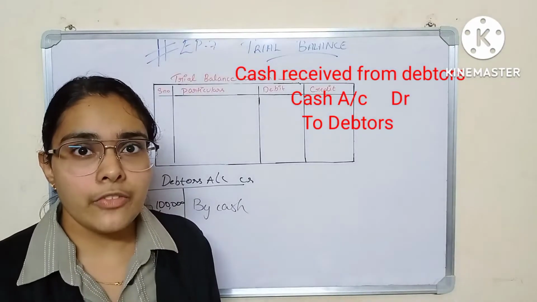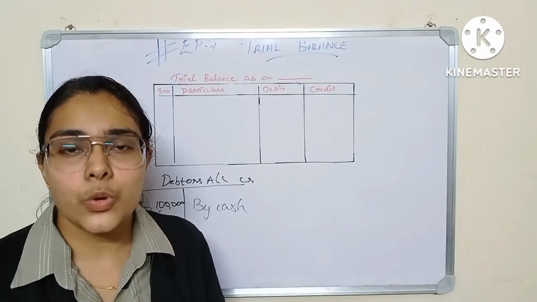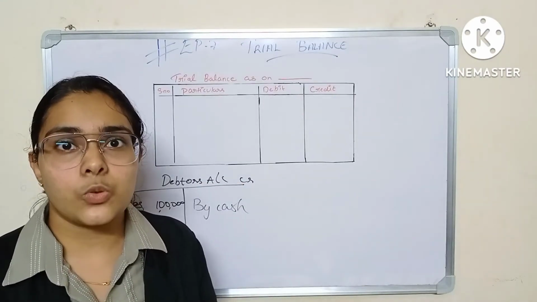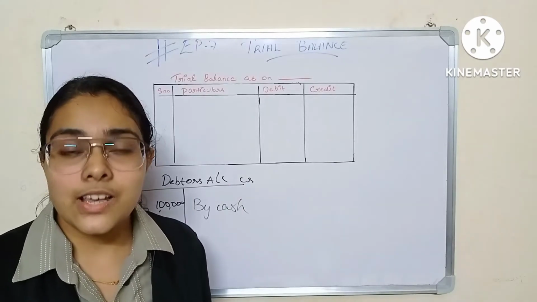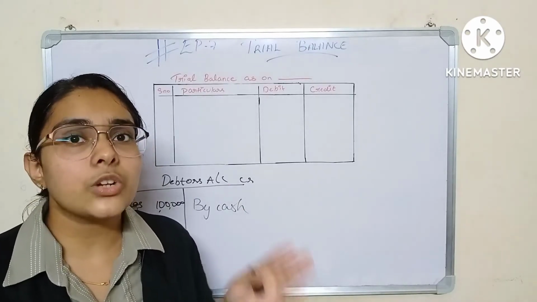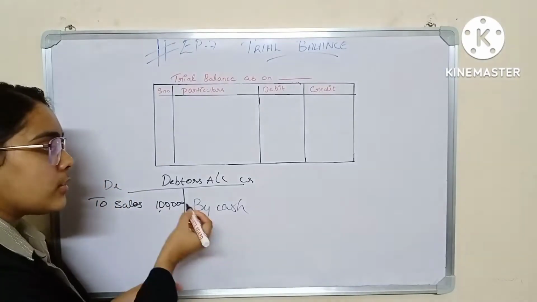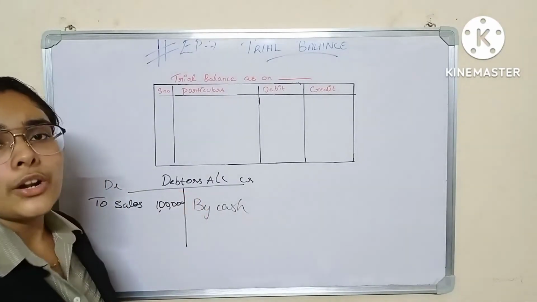Which balance will you give? If an asset is to increase, you give debit balance. In order to decrease the value of an asset, you will give the opposite balance, that is credit balance. Okay, all right. So debtors will be credited. That's what I've written here. Okay, cash account debtor to debtors.